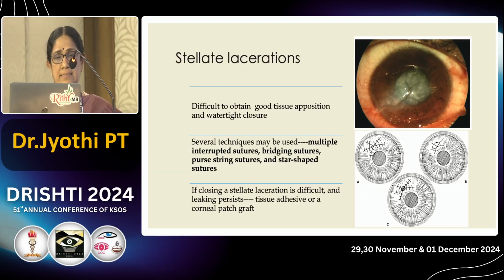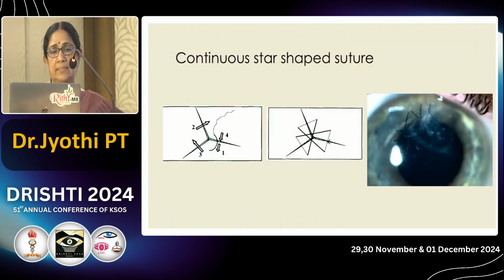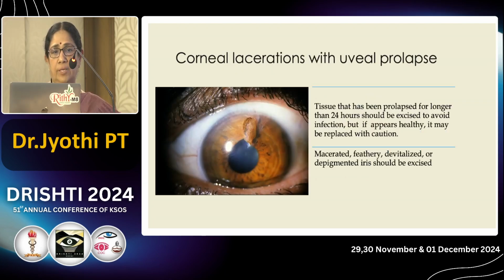Stellate laceration is another challenge. It is difficult to obtain good apposition and watertight closure. Several techniques may be used: multiple interrupted sutures, bridging sutures, purse string sutures, and star-shaped sutures. If closing a stellate laceration is difficult and leaking persists, you can use a tissue adhesive or a corneal patch graft. This is the continuous star-shaped suture to suture a stellate wound.